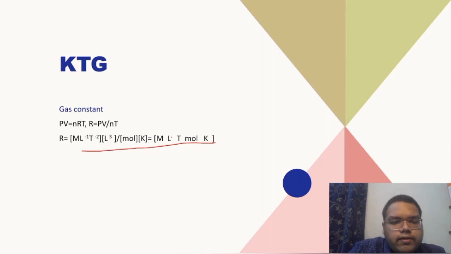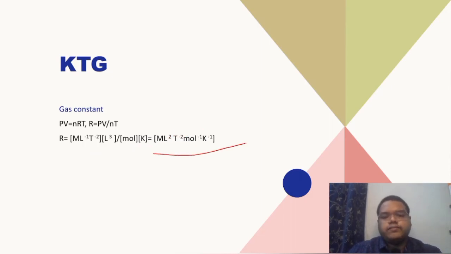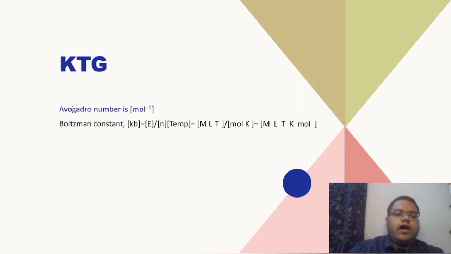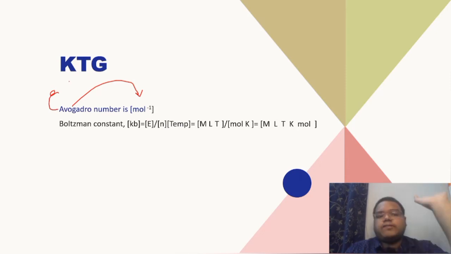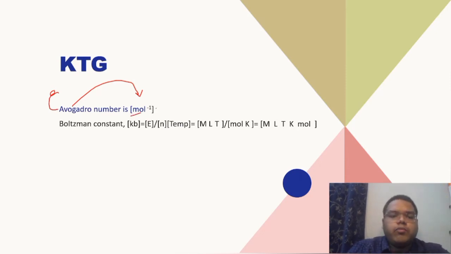So the answer will be M to the power 1, L to the power 2, T to the power minus 2, mole inverse, K inverse. Done. Next, Avogadro number is mole inverse, since it is the number of atoms per mole of a substance. Okay, so it will be mole inverse.